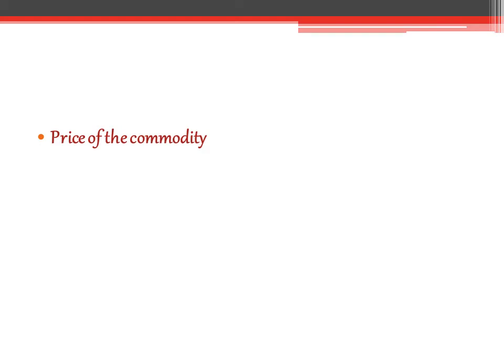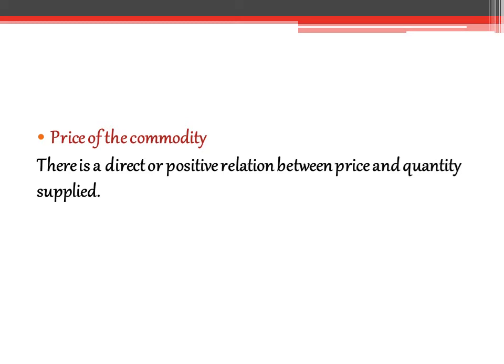Price of the commodity. It is the most important factor that determines supply of a commodity. There is a direct or positive relation between price and quantity supplied. What is a direct relationship? When the price of the commodity rises, its quantity supplied also rises. When the price of the commodity decreases, the quantity supplied also decreases. So this type of relationship is called a direct relationship.